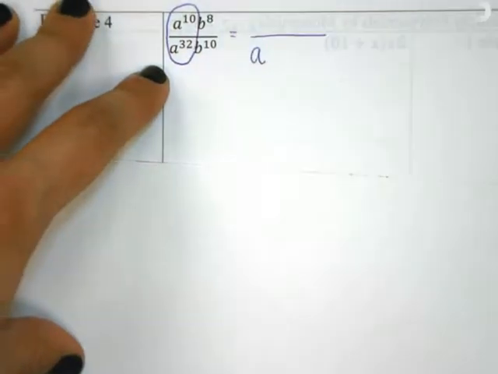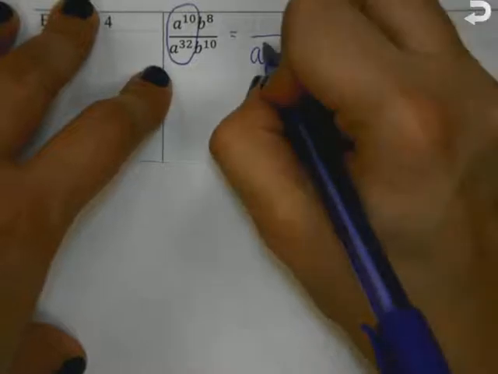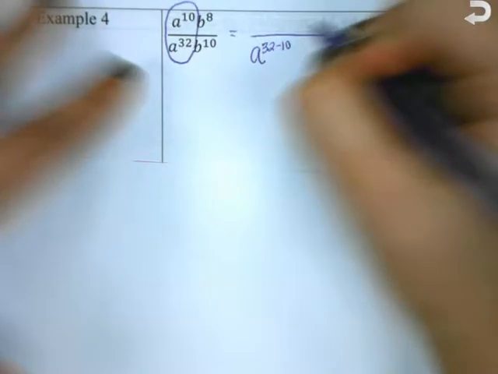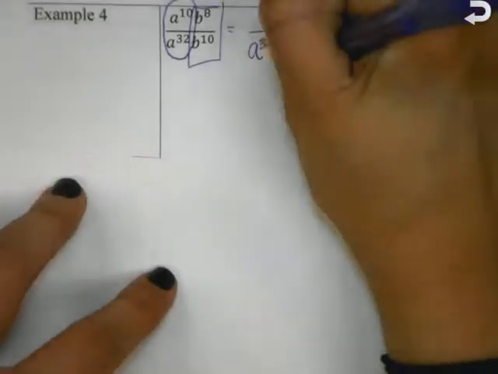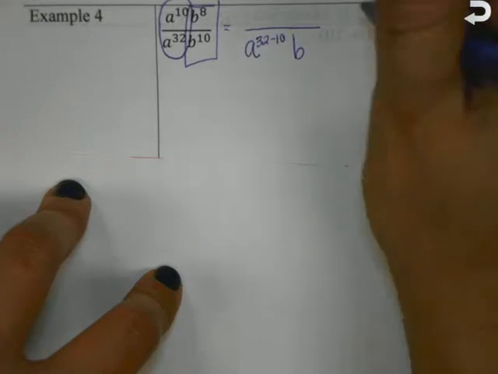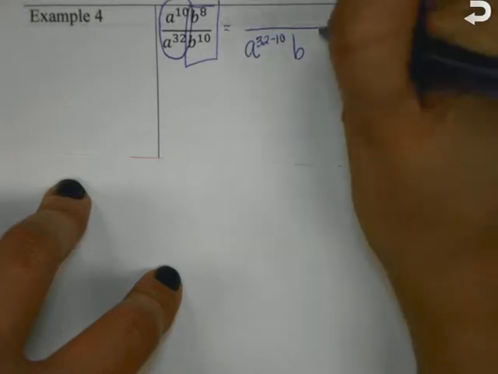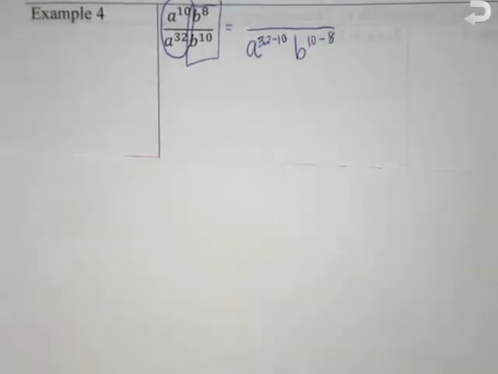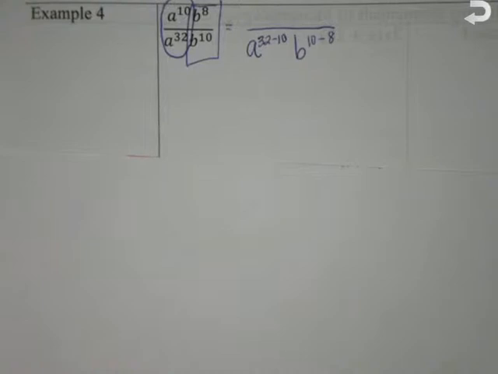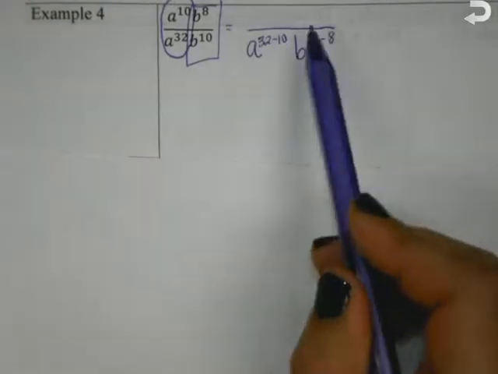Let's look at b's. We have b to the 8th over b to the 10th. Where are those b's going to end up, Christy? On the bottom. So that's going to be b to the what? 10 minus 8. Thank you. I just want you guys to show your work. Nothing is up in the numerator at all. So what can I put up there in the numerator, Samuel? A 1.